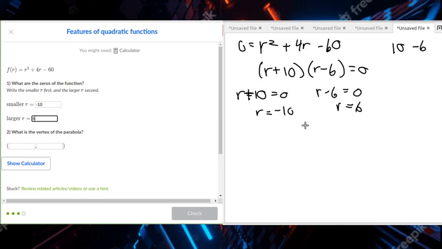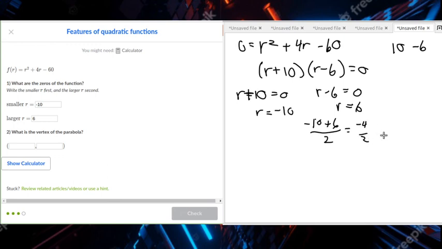We're going to do that the same way we did before, which is by taking the average here, because it's going to be halfway between. So that's equal to negative 4 over 2, which is equal to negative 2. Negative 2 to negative 10 is 8, and negative 2 to 6 is also 8. So my x value for this is going to be negative 2, and then we need to find a y value by substituting in here.